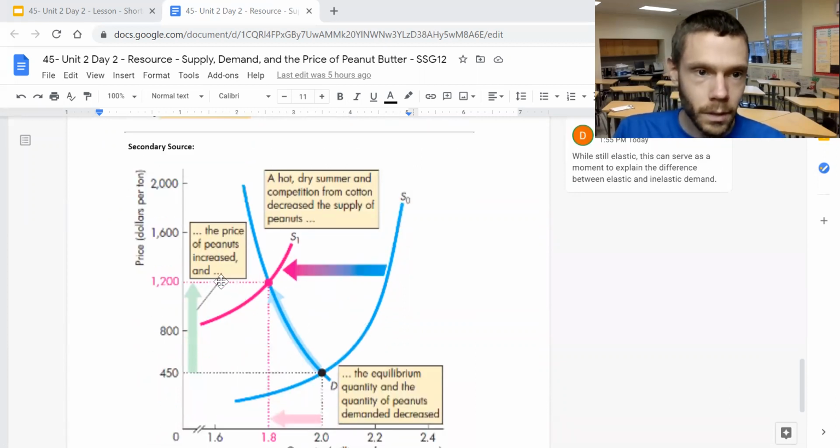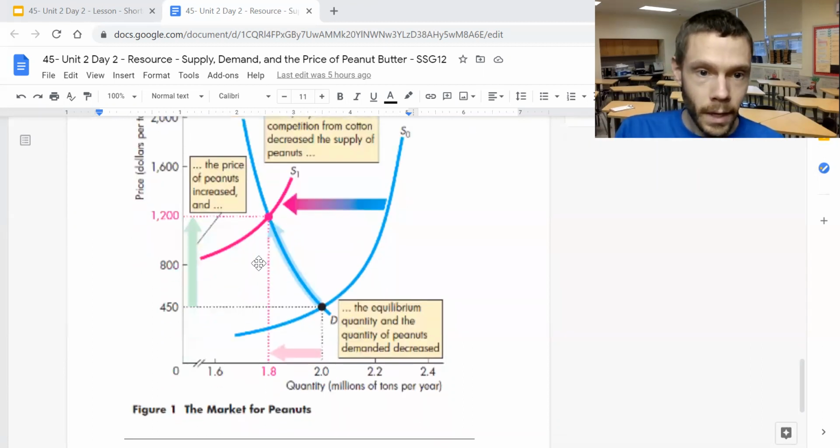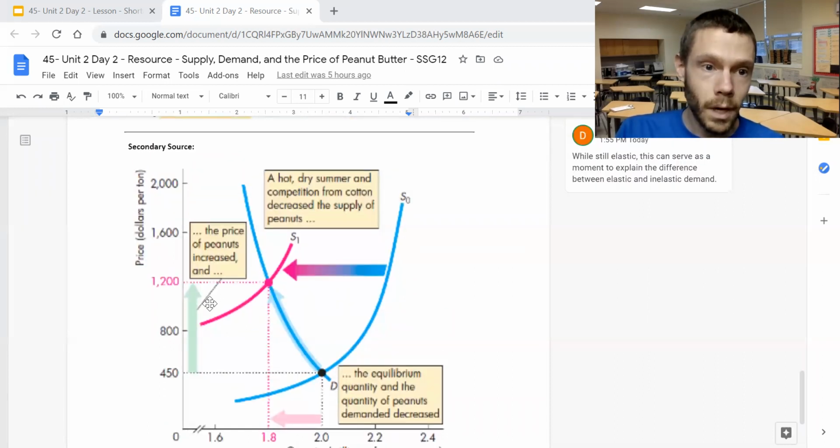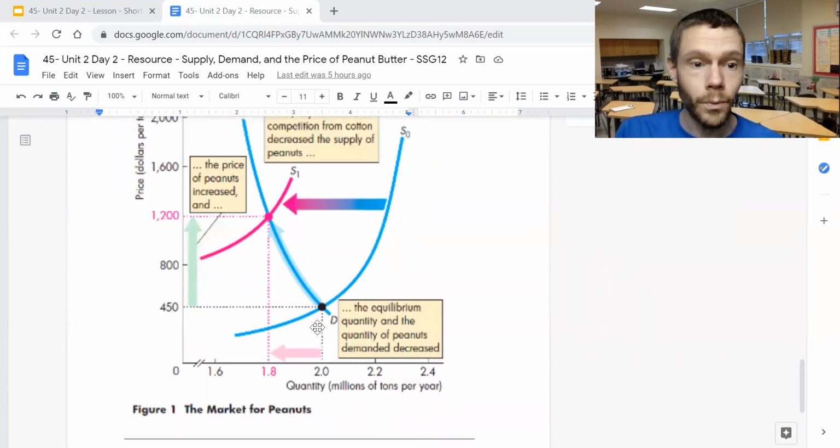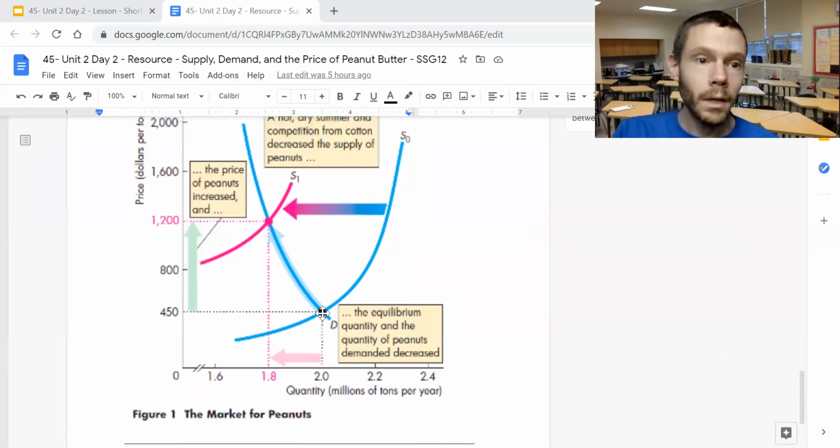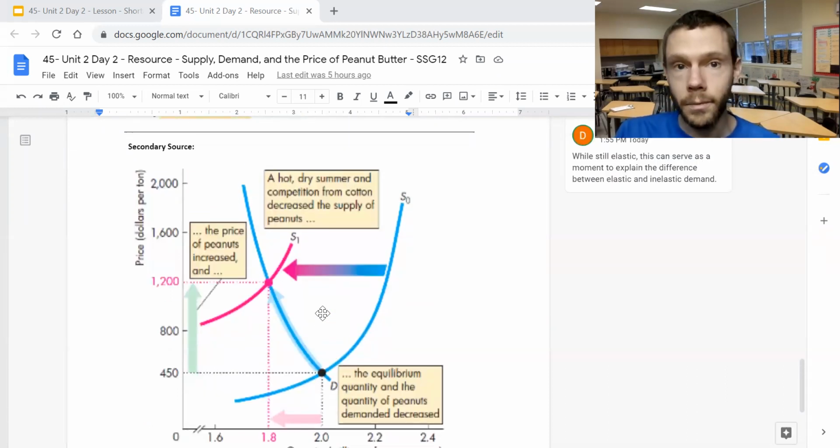So visually speaking, this is what your students will be getting out of this article, that as we have a hot, dry summer and competition from cotton, the supply of peanuts goes down. And as a result, we have a new equilibrium price and the price is higher. So instead of being $450 per ton originally, it's now $1,200 per ton. So we see a pretty marked increase in the price per ton of peanut butter.